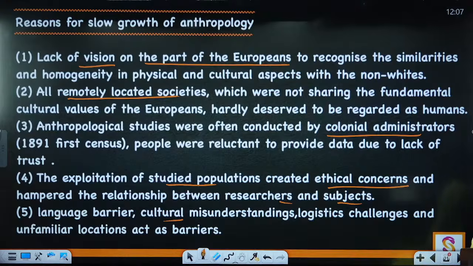Next, language barrier, logistic challenges, and cultural misunderstanding. So again, language barrier, logistic challenges, and cultural misunderstanding.